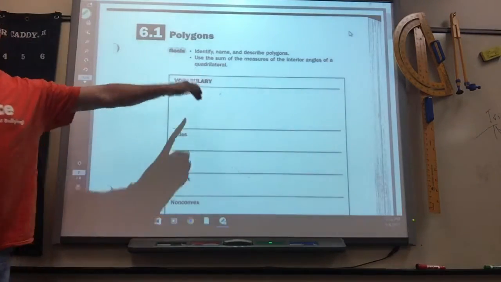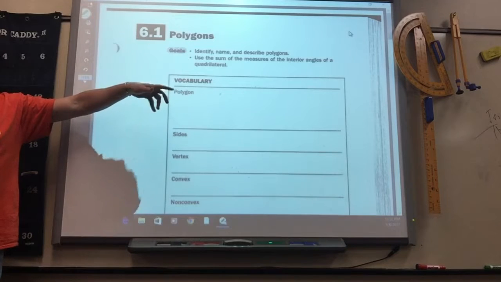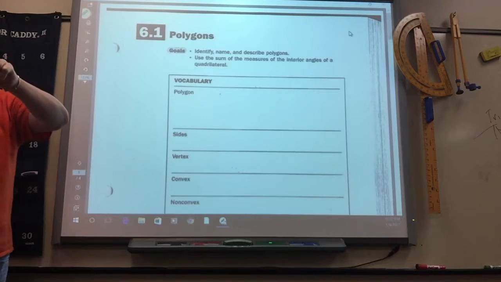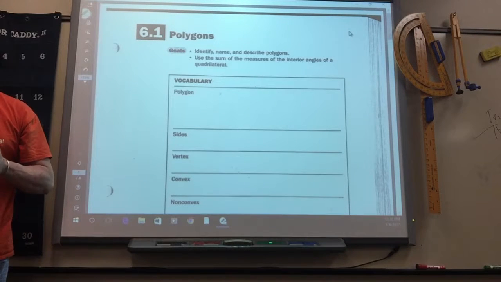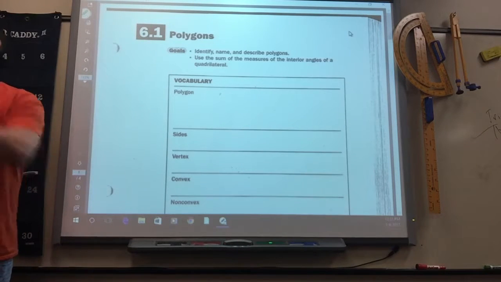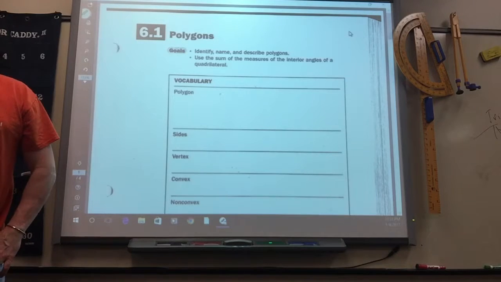Polygon, you learned this in elementary. Anyone remember what a polygon is? It's like the 5 sides. No, that's a pentagon. 6 sides. That's a hexagon. 7 sides. That's a heptagon. 12 sides. That's a dodecagon. It's a square.